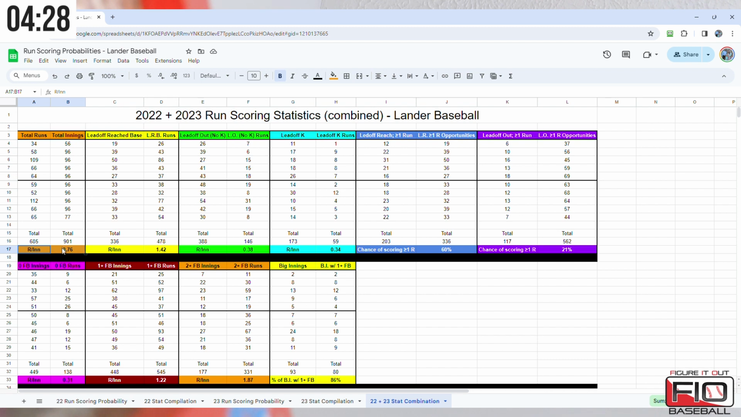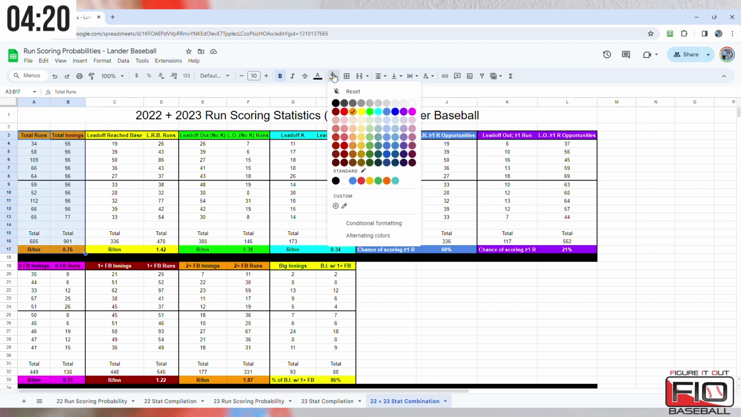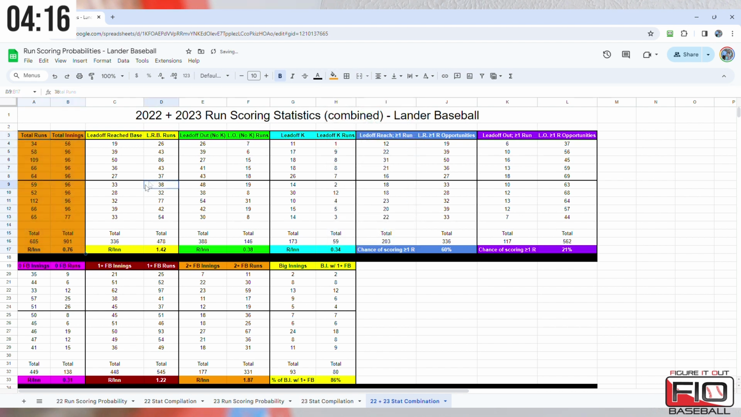I'm going to make it all orange for you to see, just so you know where we're at, okay? So basically, this is where it starts. This is total runs scored for Lander University. In the 2 years combined, we played 901 total innings and scored 685 runs. I said that backwards. That comes out to 0.76 runs per inning. That is our base. Okay, that's where we're going to start from. That's sort of like neutral.